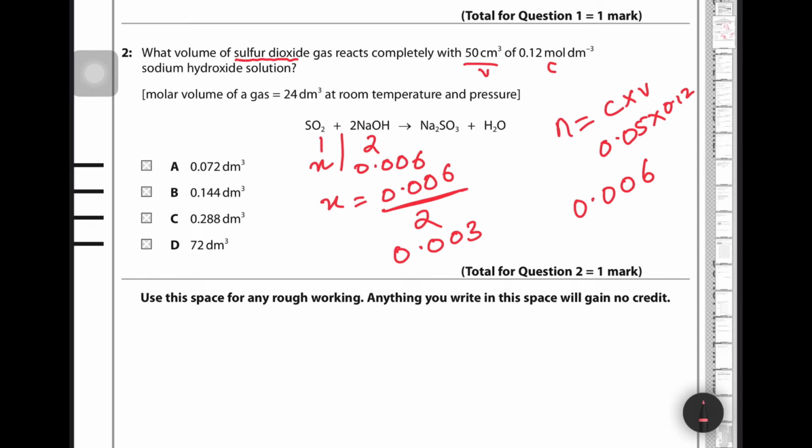I have the moles. I will just multiply this with 24. If I multiply this with 24, I'm getting 0.072. My answer is A. I hope this is clear. Let's move on to the next question.